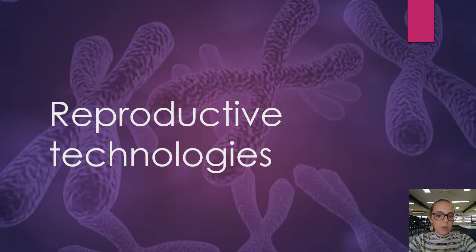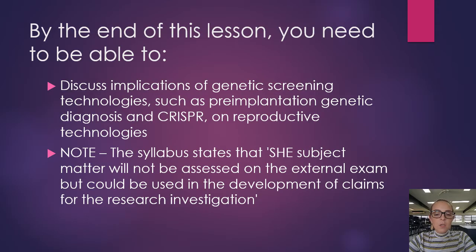So we're focusing on reproductive technologies. There's no particular section out of the Pearson book that this is discussed in. So we're just going to be looking at some different resources today. By the end of the lesson, you need to be able to discuss implications of genetic screening technologies, such as preimplantation genetic diagnosis and CRISPR on reproductive technologies.